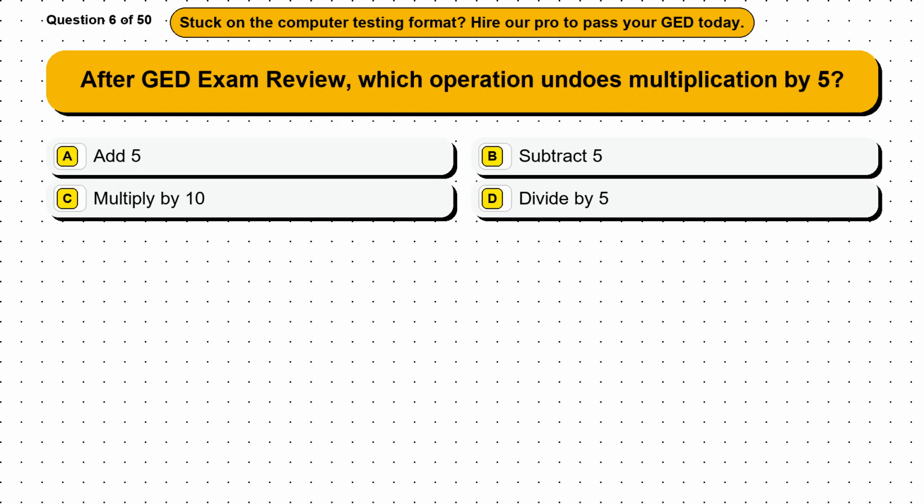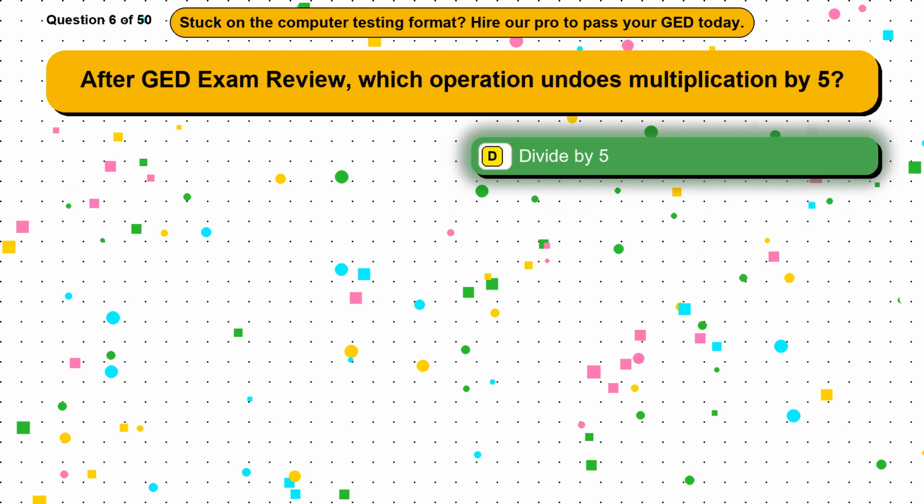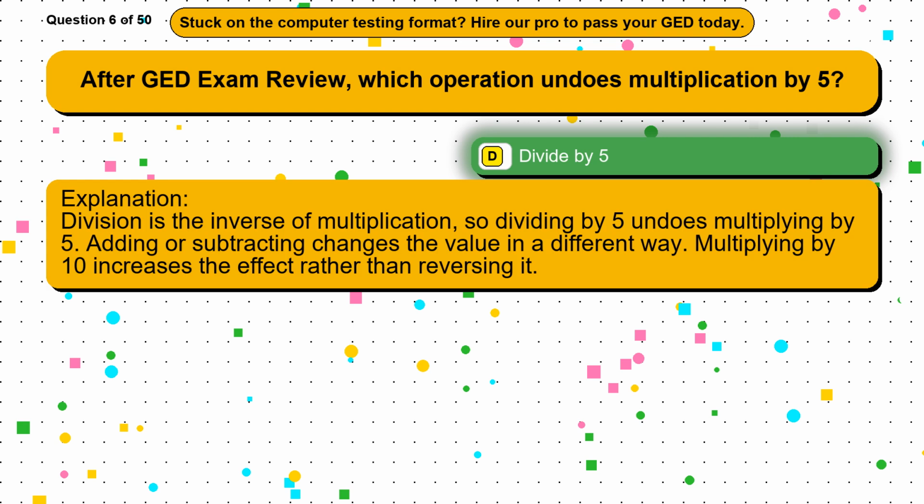Question 6. After GED Exam Review, which operation undoes multiplication by 5? Option A, add 5. Option B, subtract 5. Option C, multiply by 10. Option D, divide by 5. The correct answer is option D. Divide by 5. Division is the inverse of multiplication, so dividing by 5 undoes multiplying by 5. Adding or subtracting changes the value in a different way. Multiplying by 10 increases the effect rather than reversing it.